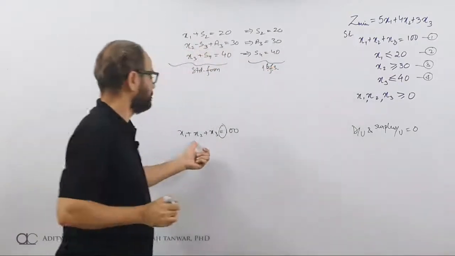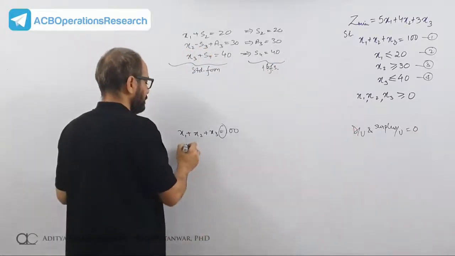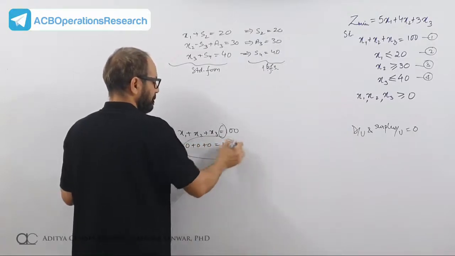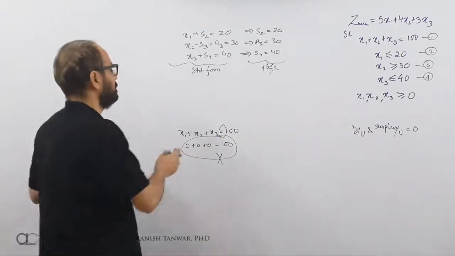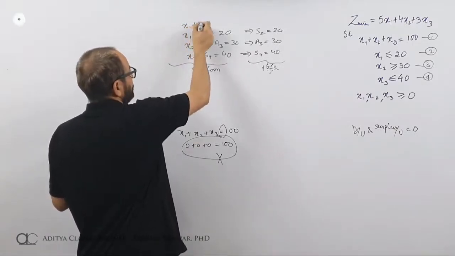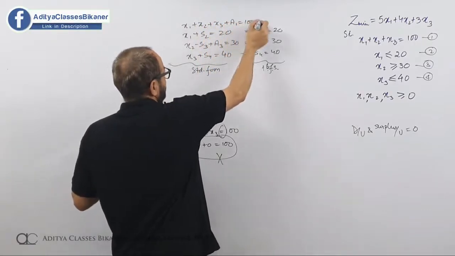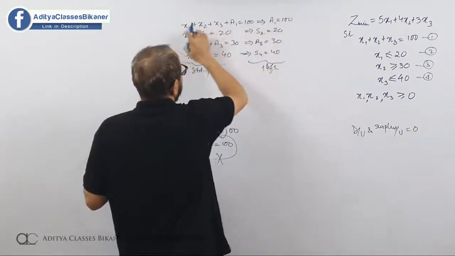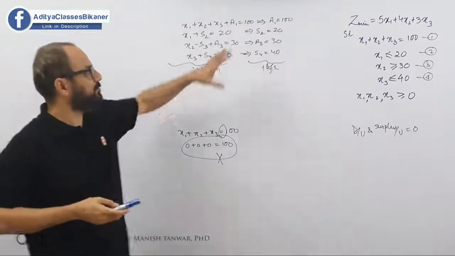And what about this? This is also a constraint. Now if I put all decision variables equal to 0, this will make it 0 plus 0 plus 0 is equal to 100, which is very incorrect. So what do we do in case of equalities? We start them also with an artificial variable, thereby giving me IBFS of A1 is equal to 100, because you will put decision variables equal to 0. So this becomes my IBFS.